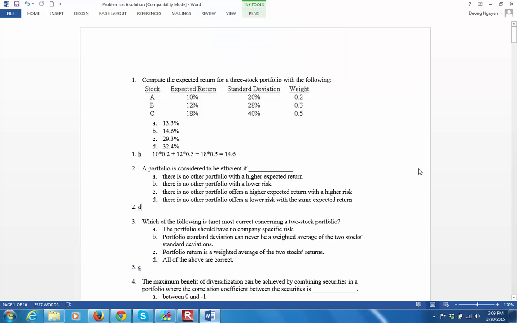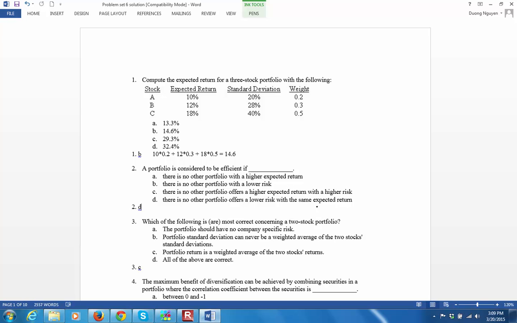Hello everyone. Alright, let's go over problem set number 6. Question number 1: calculate the expected return for a portfolio that has 3 stocks.